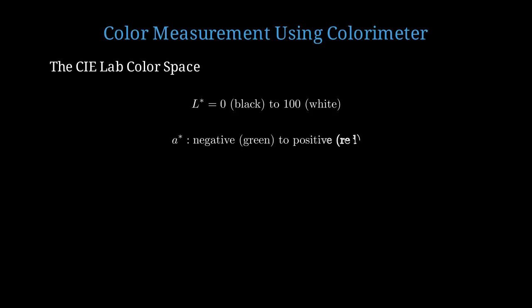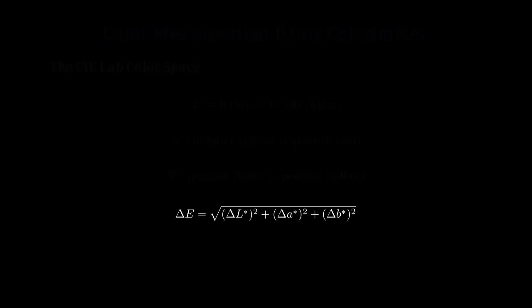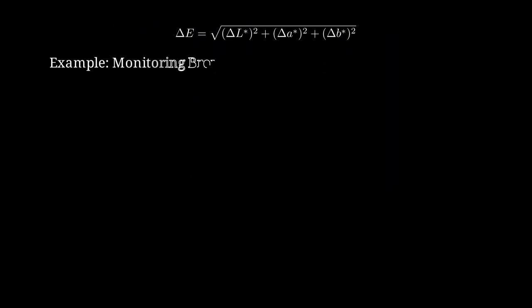A star is negative for green and positive for red. B star is negative for blue and positive for yellow. The total color difference delta E is calculated as the square root of the sum of square differences in L star, A star, and B star. When baking cookies, you can track browning by measuring L star values. Fresh dough might have L star of 70. Perfectly baked cookies might reach L star of 40. Overbaked cookies drop below 30.